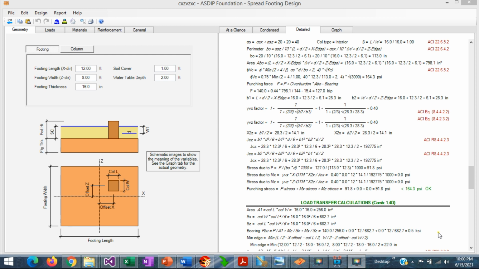With this, we conclude the presentation on the design checks for shear in spread footings.